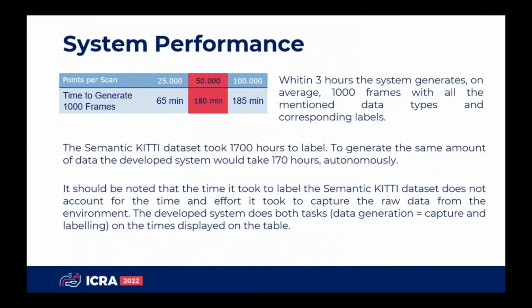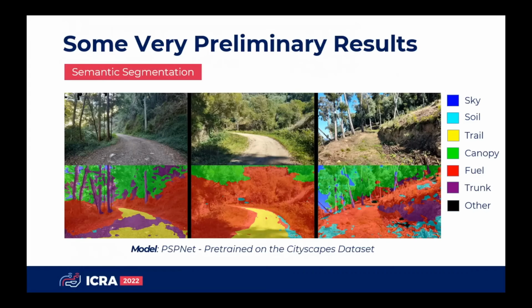So in terms of system performance, it's not real time. We would love to have it in real time, but it's difficult, mainly because of that feature in the laser. So basically, we are able to generate 1,000 frames in 3 hours. Okay, which, if you compare it to the labeling process of other data sets, is still a good improvement. So to finish, we tried some very preliminary results with this.